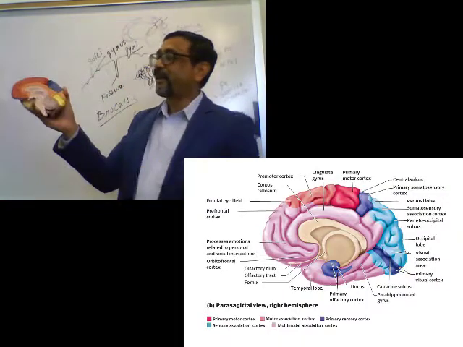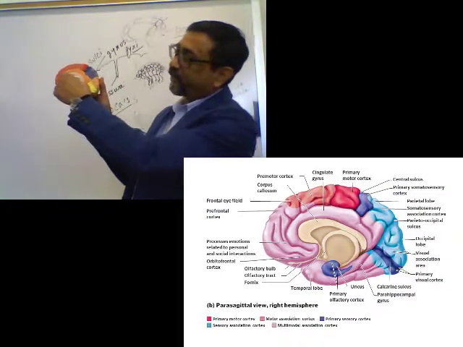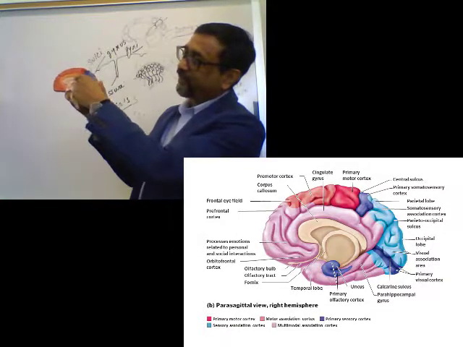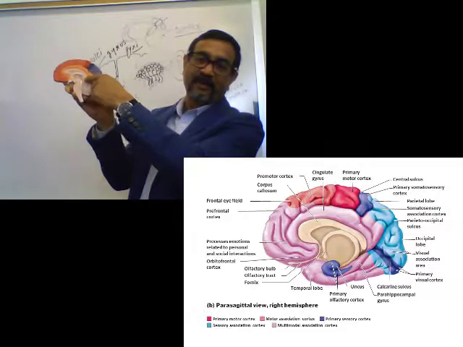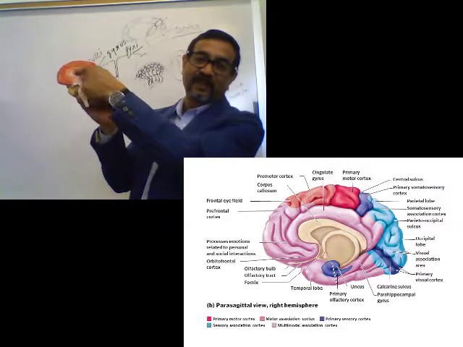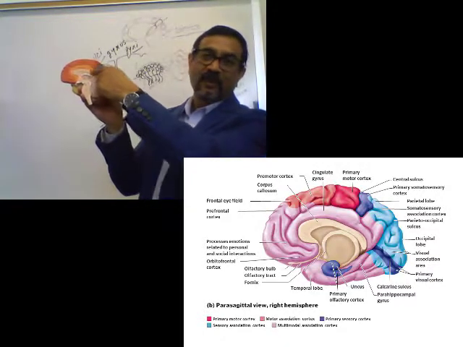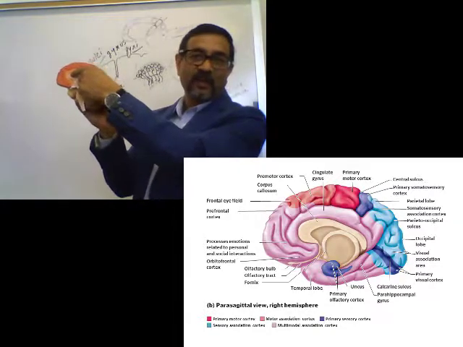Two hemispheres. You see, these two hemispheres are attached to each other by this structure, this white band. This is called the corpus callosum. Corpus callosum. Okay.